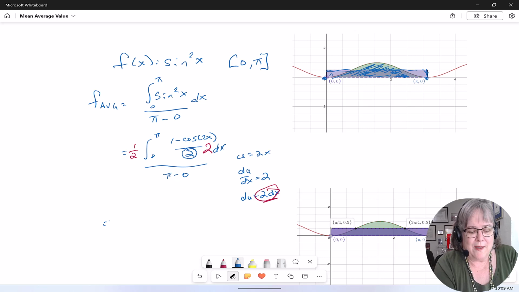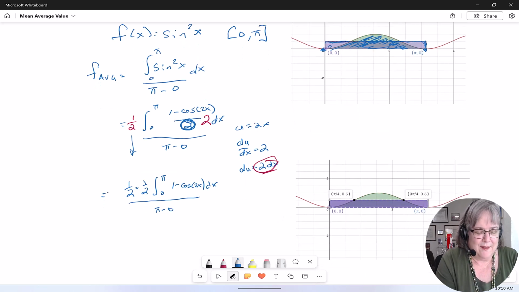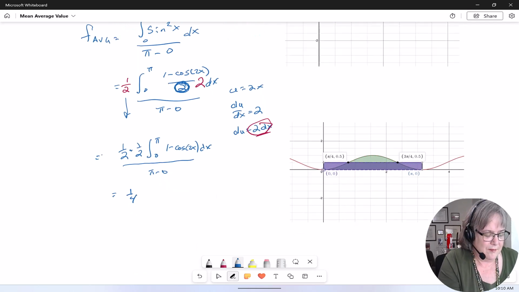So what I'm going to do is, in order to clean this up a little bit, I'm going to have this 1/2 that I just found. I'm going to pull out this 2 down here. 0 to pi, 1 minus cosine 2x dx. Don't forget the denominator. So this is going to be 1/4 integral of 1 minus cosine u du.